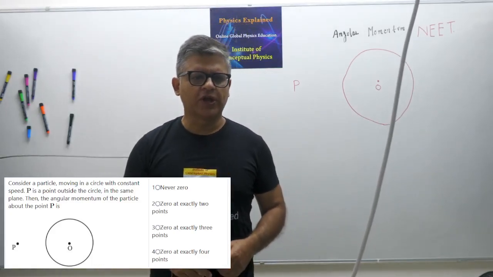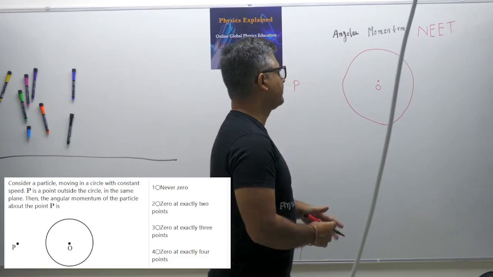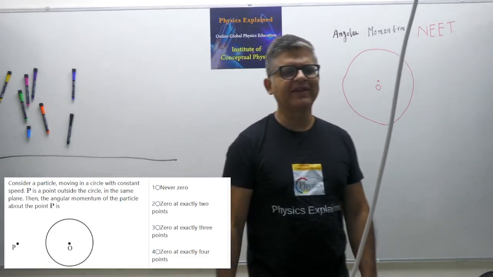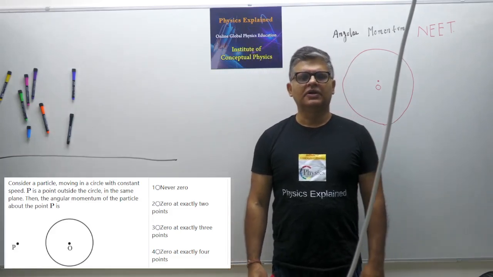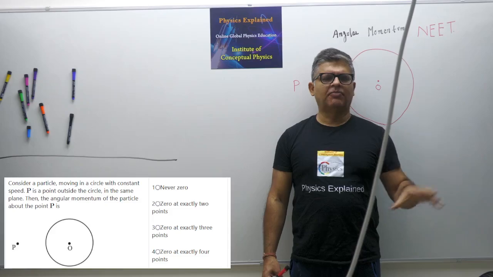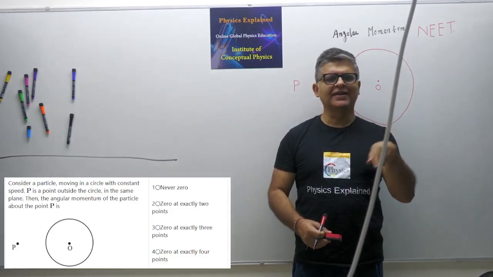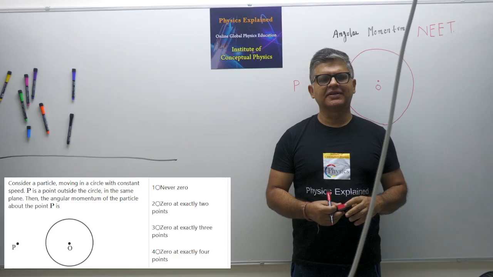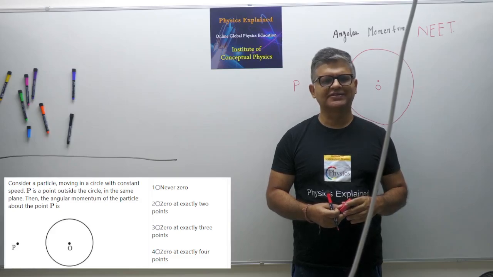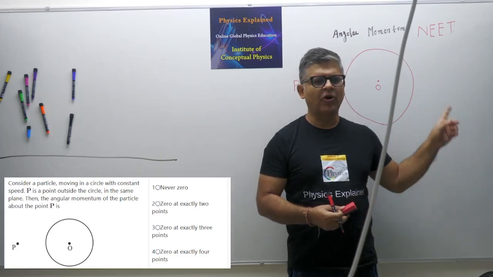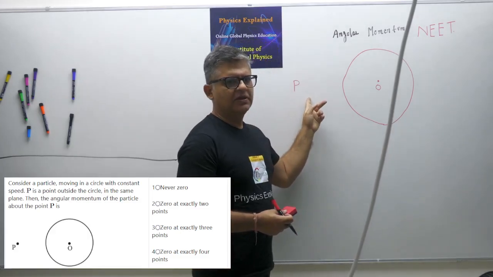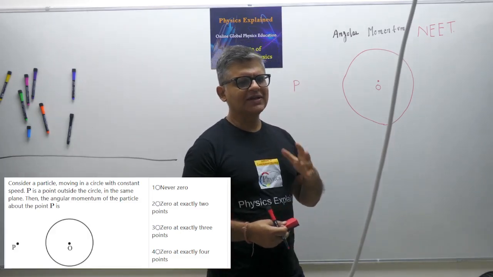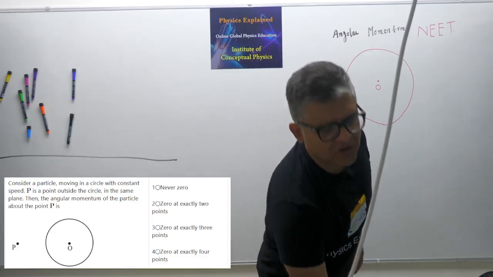All right, students. So today what we will do is discuss this question. You can read it. So you can see in this question you have a body which is moving in a circle, and this body which is moving in the circle is also having a point outside it, which you can see as the point P. The question is, what is the situation of angular momentum, right?